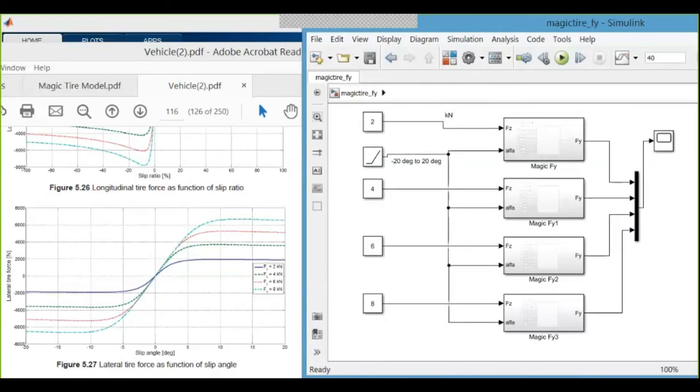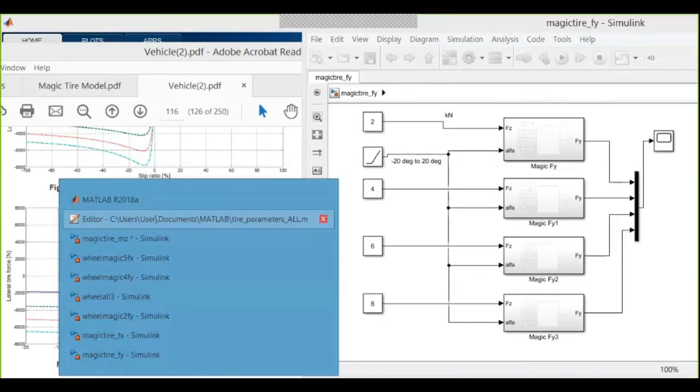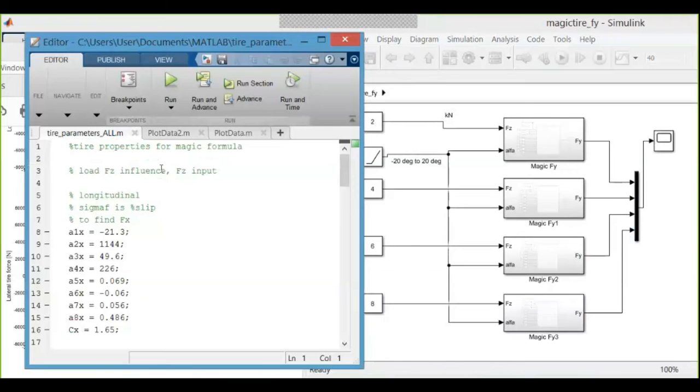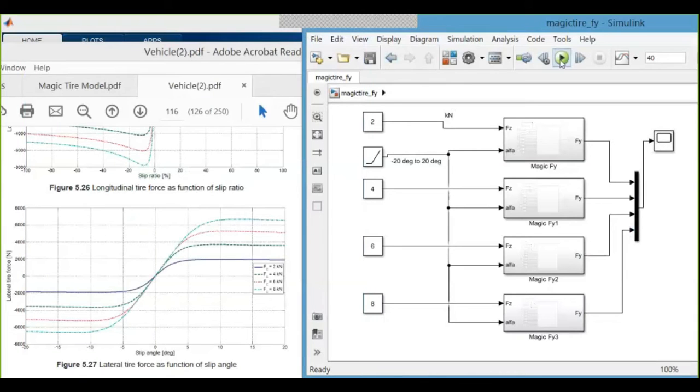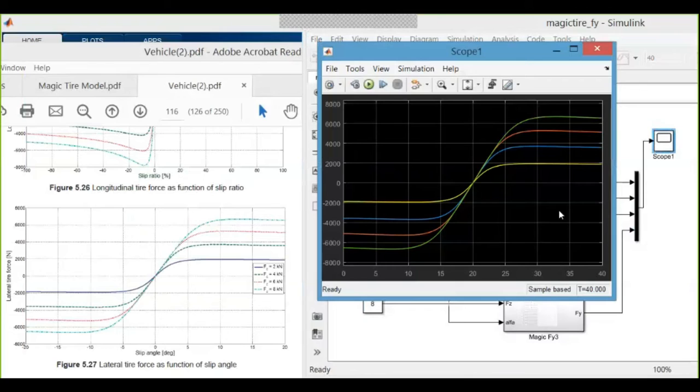Don't forget to run the parameters first. All the parameters, run beforehand. And then run the simulation until the sound. You hear the sound, and then see, this is the result. So we follow the one from the books.